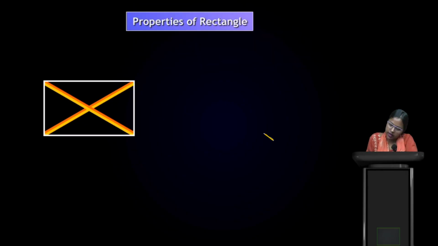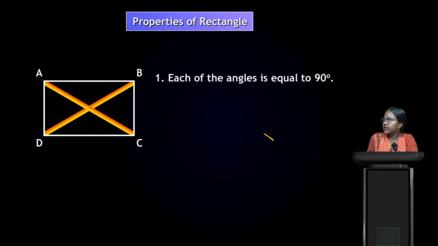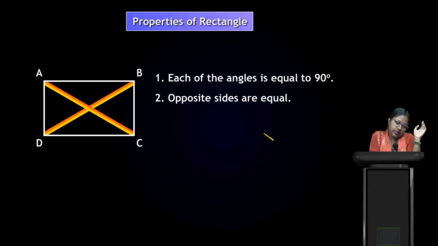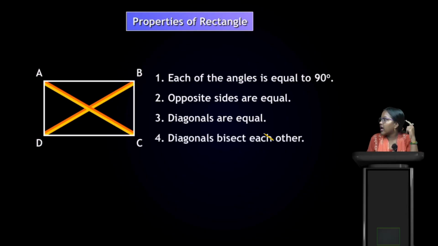Okay, now let's see some properties of rectangles. ABCD is a rectangle. Property number one: each of the angles is equal to 90 degrees. That one we know. A is 90, B is 90, C is 90, D is also 90. Next, property two: opposite sides are equal. The opposite sides AB is equal to DC, AD is equal to BC. Next, diagonals are equal. That one we just saw in the carpenter's problem. Also, diagonals bisect each other. So these are the properties of a rectangle.